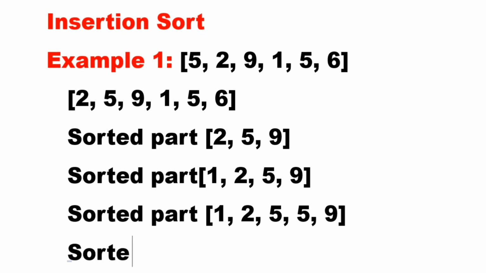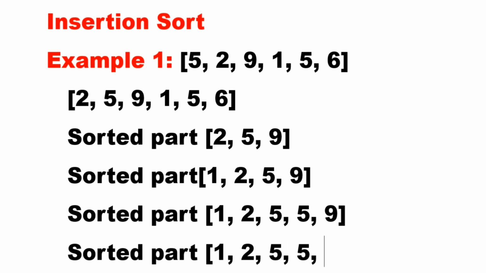Next we move on to the sixth element, which means the last element, 6. The last element 6 is compared to the sorted part, 1, 2, 5, 5, 9. 6 is greater than 1, 2 and 5 but less than 9. So we insert it before 9. 1, 2, 5, 5, 6, 9. So you understood why 6 is inserted before 9.